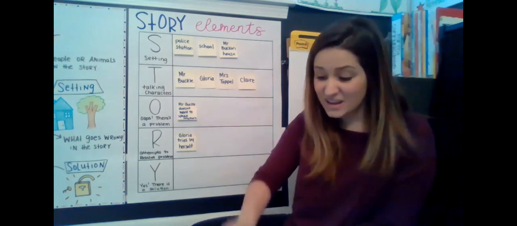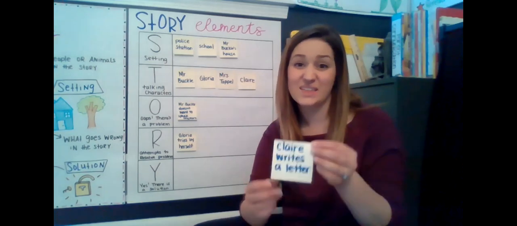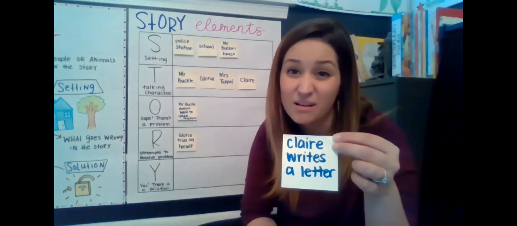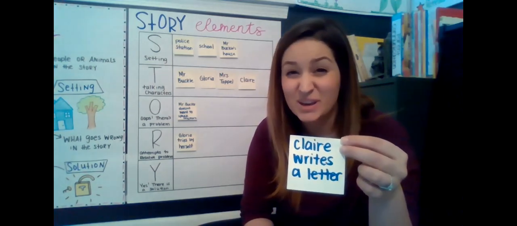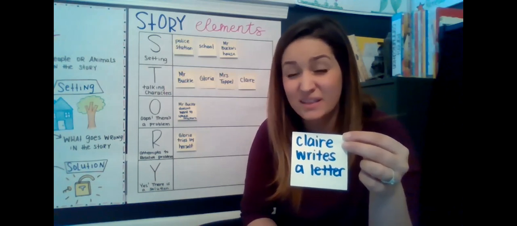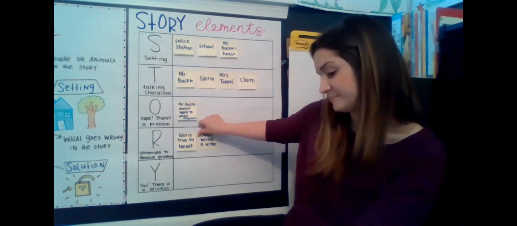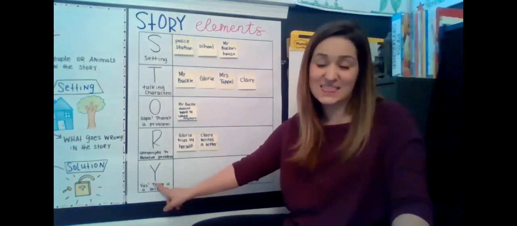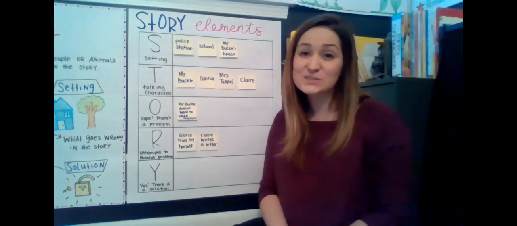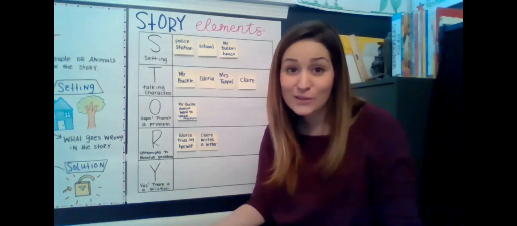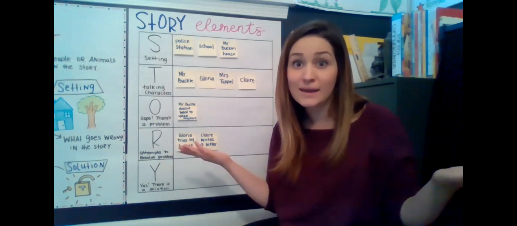Yeah, Claire. Claire writes a letter saying that they really missed Officer Buckle and that they make a good team, him and Gloria, and they need him back. So she tries to write a letter. Now, finally, at the end, we have a solution, and that's what our why is. Yes, there's a solution. And the solution is that Officer Buckle and Gloria will do what?